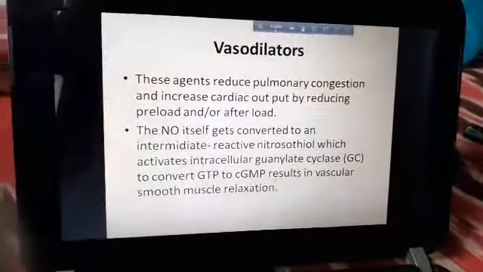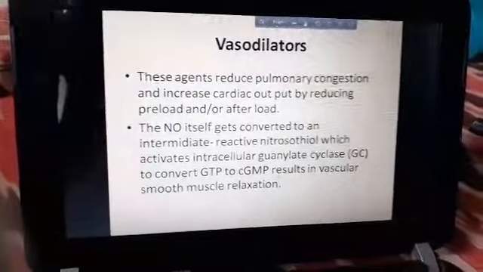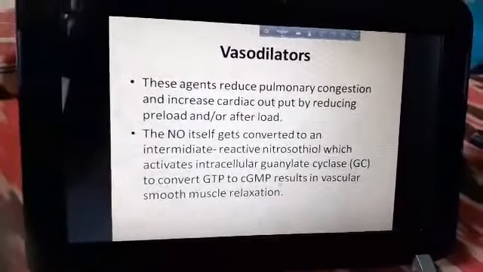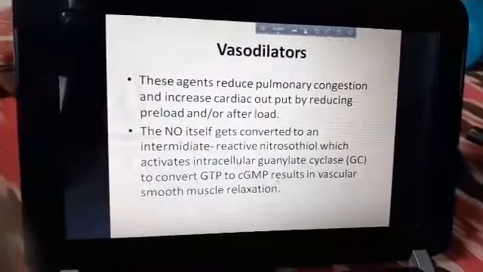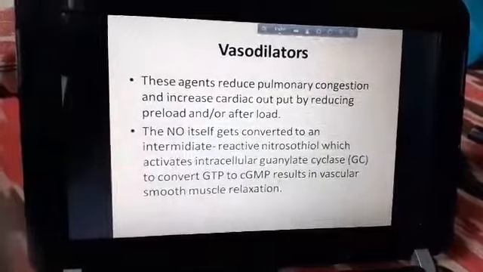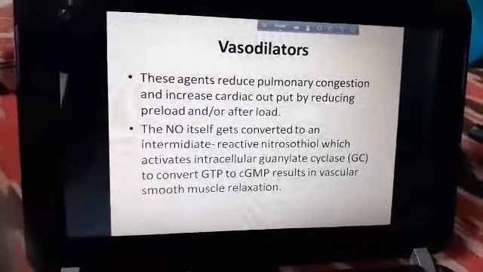Next group of drugs, vasodilators. So ACE inhibitor we have discussed as a vasodilator. Neprilysin inhibitor is also a vasodilator. Then there are some other vasodilators which will increase the nitric oxide effect. Nitric oxide itself gets converted to intermediate reactive nitrosothiol, which increases the cyclic GMP effect.